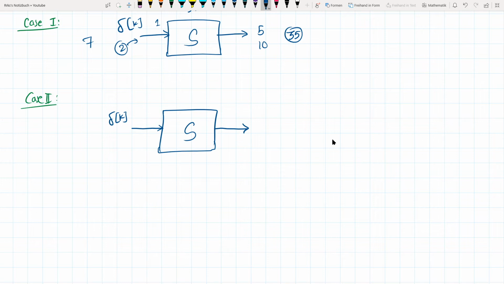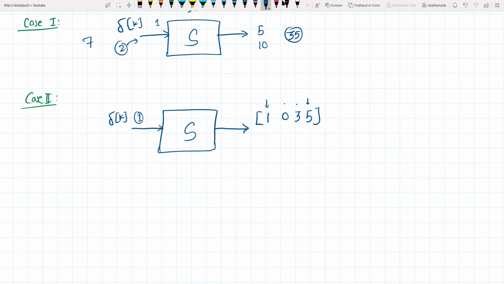For example, let us say your system will give you as output not only 1, but 4 outputs: 1, 0, 3, and let's take another number, 5. So when you give 1 as an input, you get 4 outputs. At time 1 you get 1, at time 2 you get this one, at time 3 you get this one, and at time 4 you get this one.